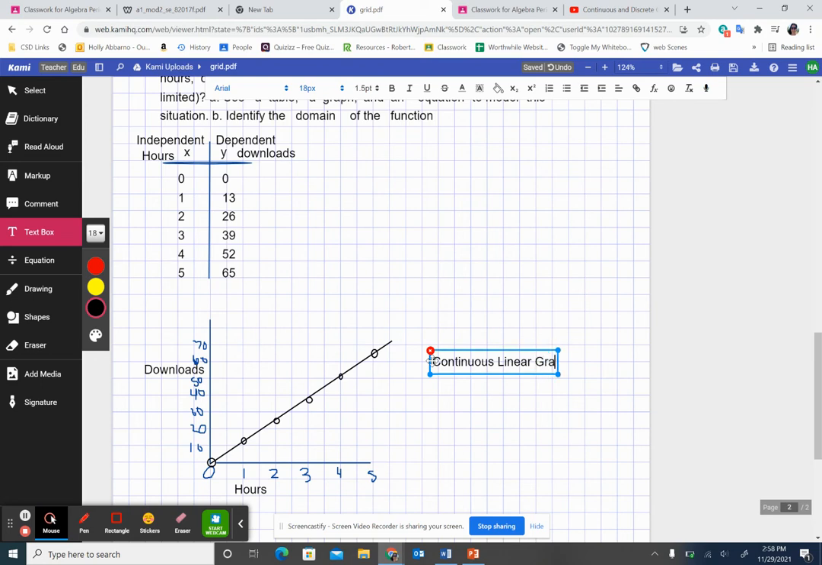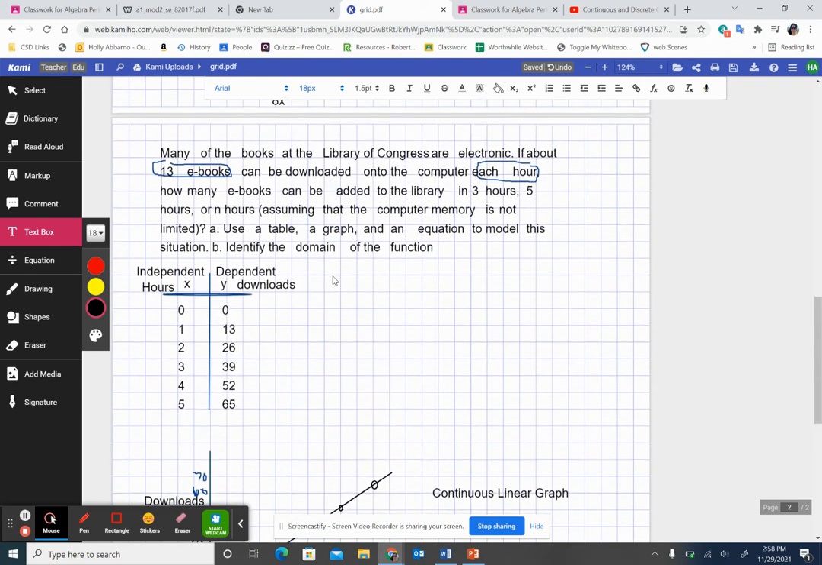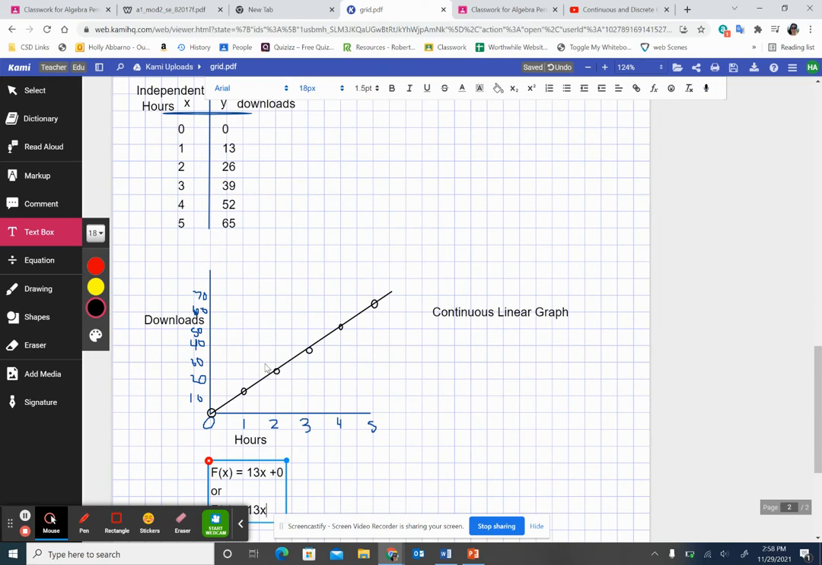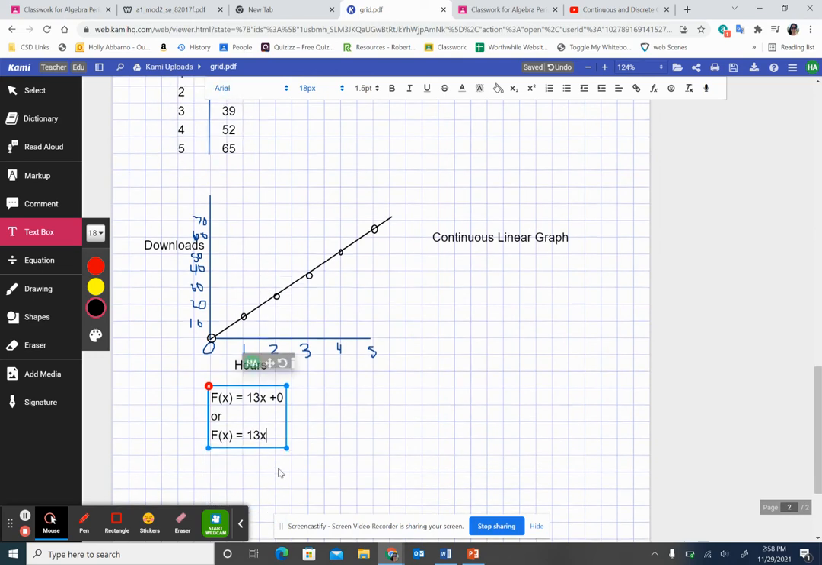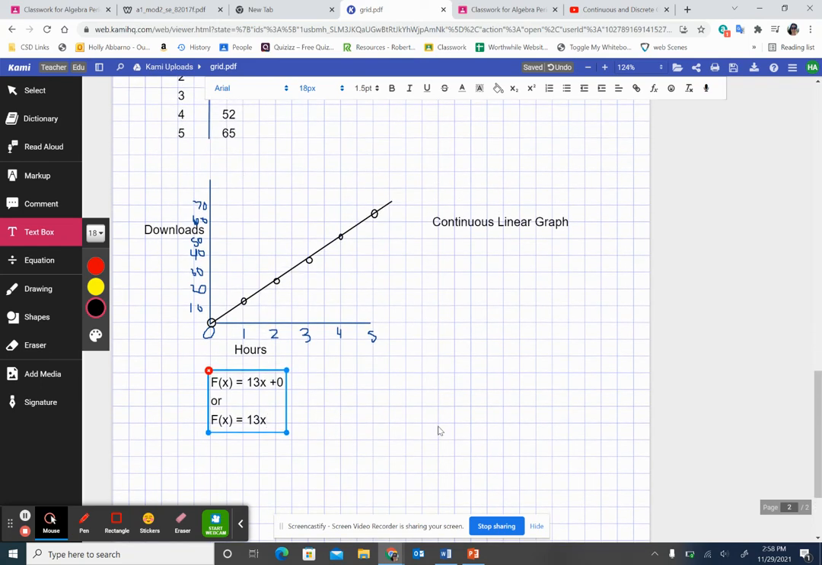This is a continuous linear graph. Okay? And since it's continuous, we also know that f of x is going to equal, it's changing 13 per x, and started with 0. 0 time passed, I had 0 books, or I could say my f of x is equal to 13x. Now notice, from my story, I can tell it's continuous, and from my graph, I can tell it's continuous, but from my table and from my equation, I cannot tell. I don't know the story behind it. I cannot tell if it's continuous.